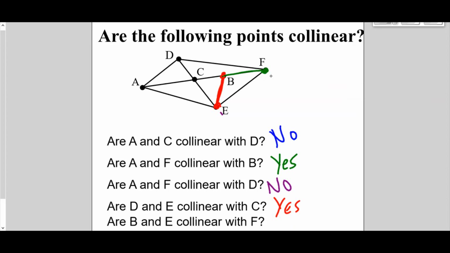but all 3 of them do not lie on the same line, because if I was to extend this red line forever, this is the line with BE on it, if I was to extend that line forever, B and E would definitely be on that line, which was required by the statement B and E, but F is not on, would never be on that red line. So here the answer is no.